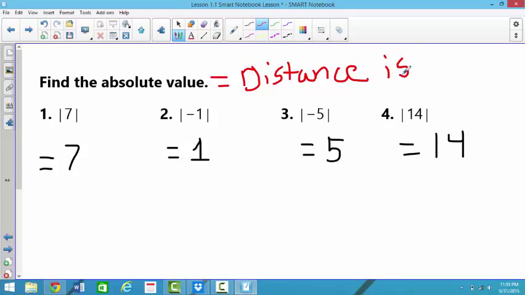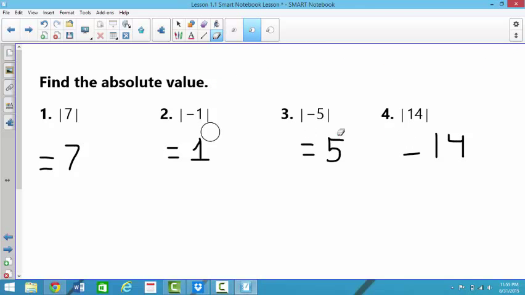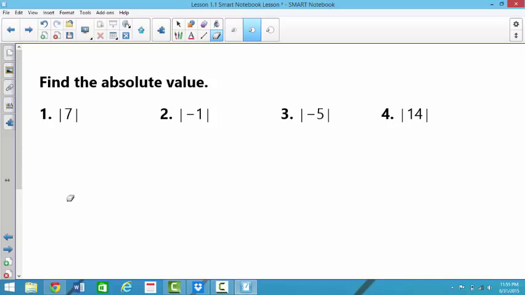I'm trying to write this with my mouse, so you have to bear with me. It's always positive. So your absolute value is going to always be positive. That's a big deal and a big thing to understand. If you don't understand that, that is a huge concept.